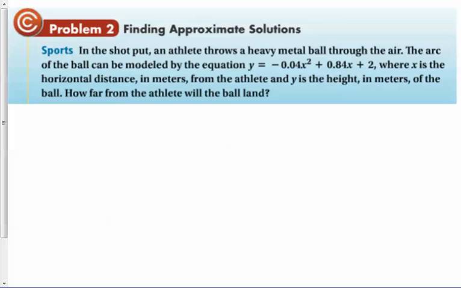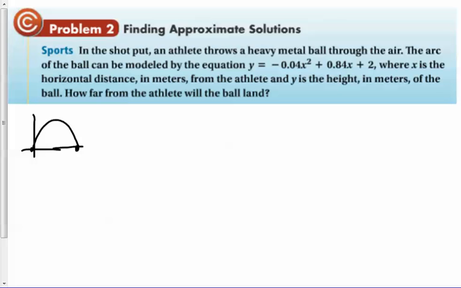Now, life isn't always that nice, and you're going to look at another problem where you can use the quadratic formula. In the shot put, an athlete throws a heavy metal ball through the air. The arc of the ball can be modeled by the equation y equals negative 0.04x squared plus 0.84x plus 2, where x is the horizontal distance in meters from the athlete and y is the height in meters of the ball. How far from the athlete will the ball land? If you think about this equation, the graph is going to look something like this. We want to figure out this spot right here and this spot right here, but we care about that second one.